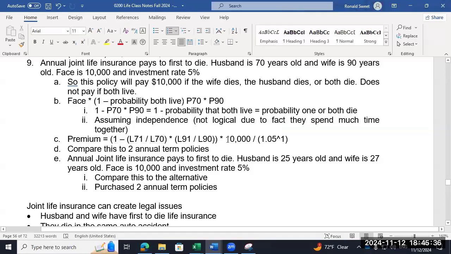That times the face, and then you just divide it by 1 plus the rate raised to the first power. On the joint life, I'm only doing annual joint life to make it really simple. You only have 1 year to go. It could get really complicated if we went out more than 1 year, but we just have 1 year to worry about.